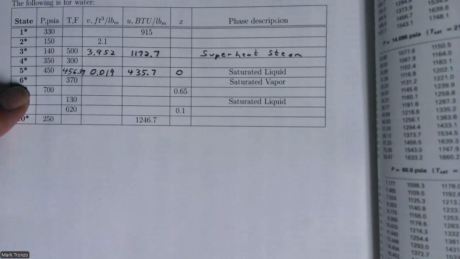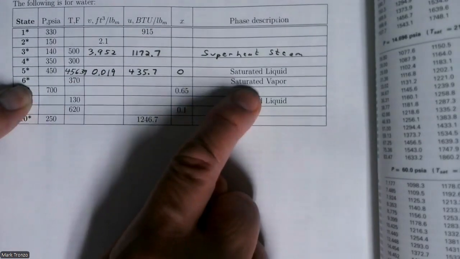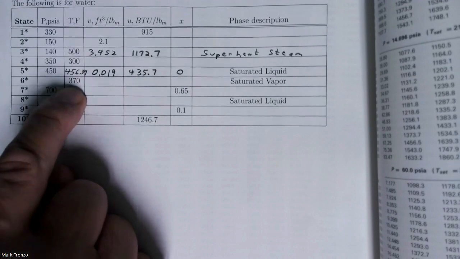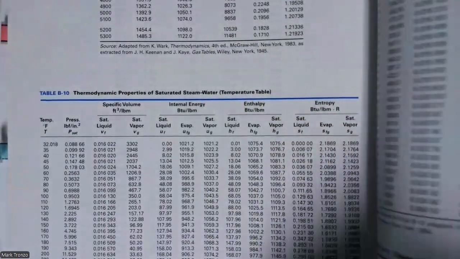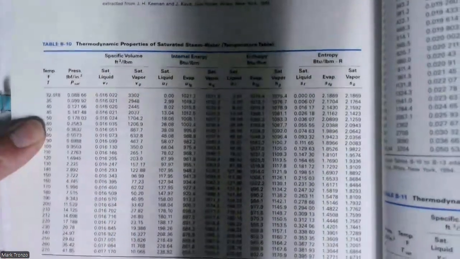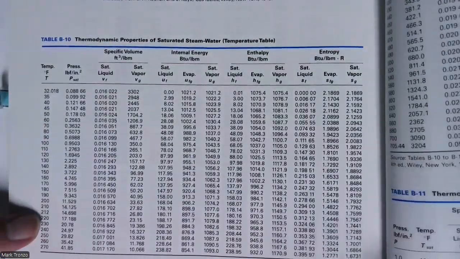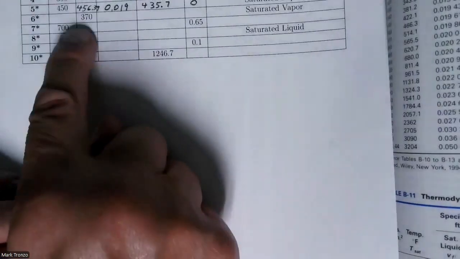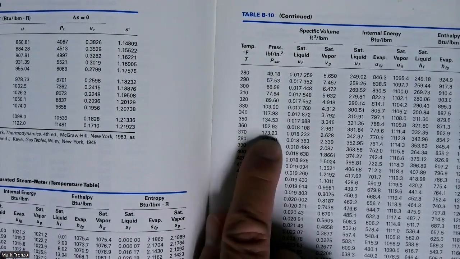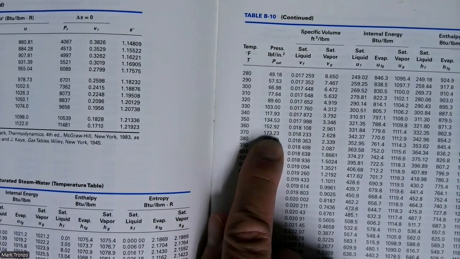So let's look at another one. Let's look at number 6 here. Here we're told number 6 is saturated vapor. This time we're given the temperature. So we're going to have to look up in the saturated mixture table 370 degrees Fahrenheit. So you can see over here, saturated steam water mixture. And we're going to have to go down to 370 degrees Fahrenheit. And that's going to be on the next page here. And it's going to be this value here. And for 370 degrees, we see the saturation pressure is 173.23.